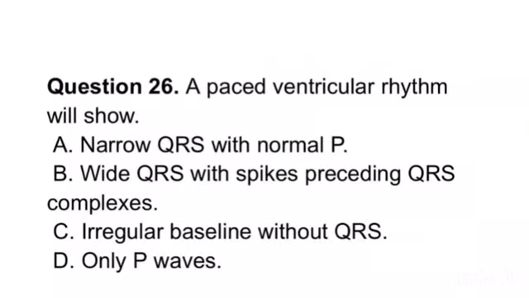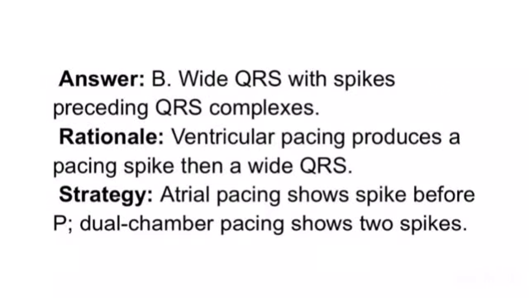Question 26. A paced ventricular rhythm will show A. Narrow QRS with normal P. B. Wide QRS with spikes preceding QRS complexes. C. Irregular baseline without QRS. D. Only P waves. Answer: B. Wide QRS with spikes preceding QRS complexes. Rationale: ventricular pacing produces a pacing spike then a wide QRS. Strategy: atrial pacing shows spike before P, dual chamber pacing shows 2 spikes.